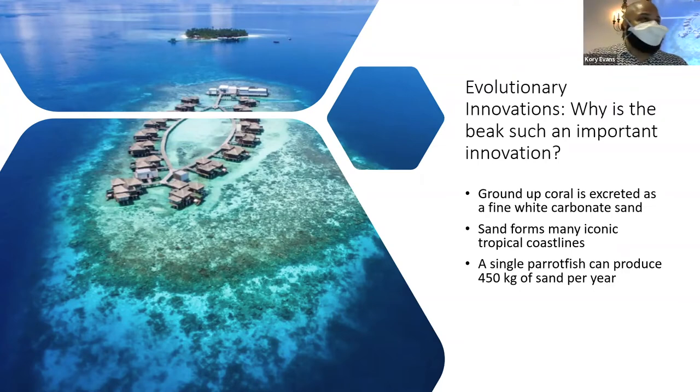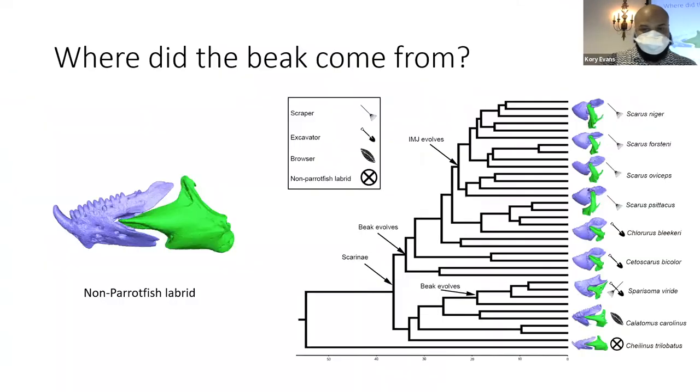So one parrotfish can produce 450 kilograms of poop every year, and this poop is the basis for a lot of the white sand beaches in tropical islands, especially places like Hawaii. The next time you see a beautiful white sand beach, thank a parrotfish. And this is why I think the parrotfish beak is such an important innovation, because basically one group of wrasses has gotten really weird with all the beak, and now we have white sand beaches. So I don't know, call me when the bird does that.